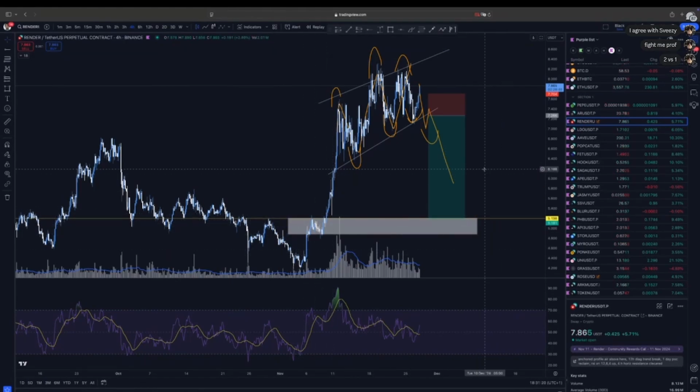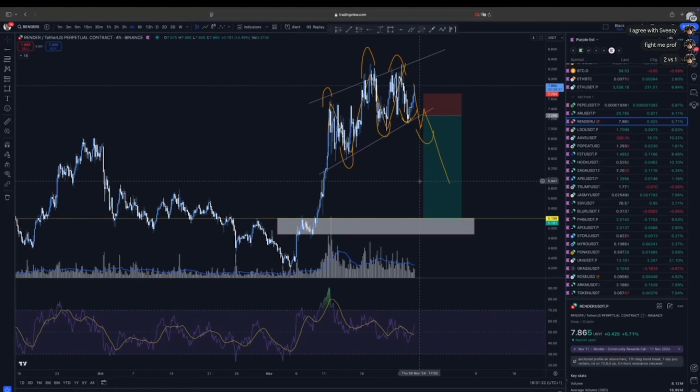But what you really want to do, man, if you want to take a short, have confirmation, right? I see a lot of people, and I used to do this. I used to just short blindly because I thought it made sense. Oh, this is a great place to short, but nothing changed, right? We were still in an uptrend. There's no sign of weakness.